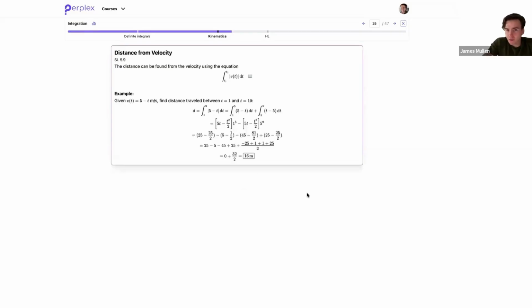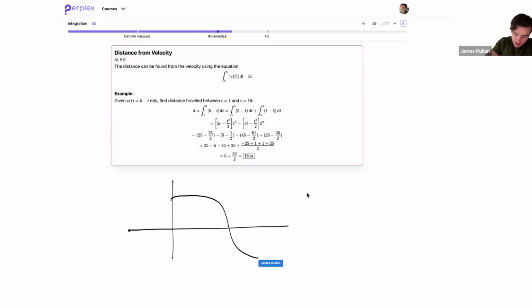Now, how about the distance from the velocity? Well, remember that the distance is a little bit like the displacement, except that it doesn't really care about the sign or the direction that I'm going at any particular time. And so, if I had the diagram that I had earlier, the distances are not going to cancel here. Here, they're going to add. I want the total area.